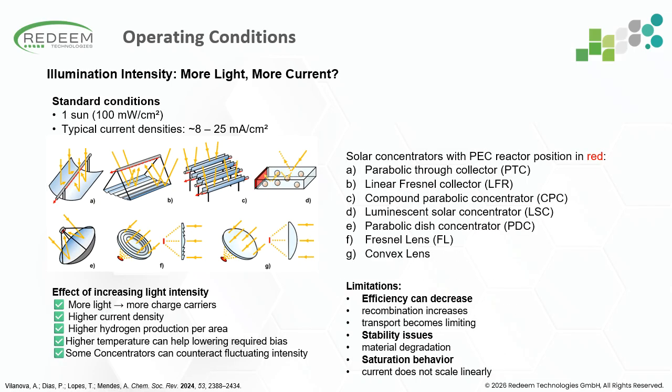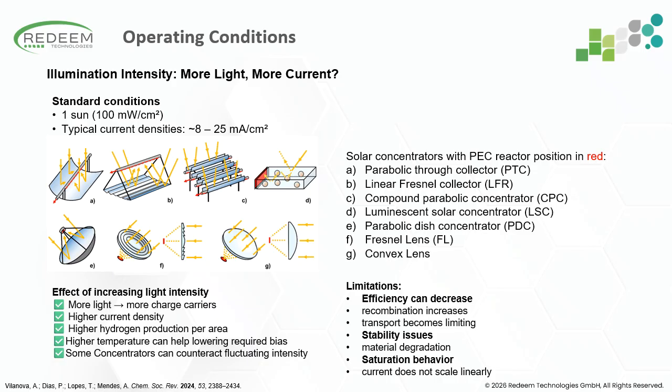Another natural question at this point is, if light generates charge carriers, then why don't we simply increase the light intensity indefinitely? Under standard testing conditions, PEC devices are typically characterized under one sun illumination, corresponding to about 100 milliwatts per square centimeter, and depending on the material, this results in a photocurrent density of roughly 8 to 25 milliamps per square centimeter. So increasing the light intensity has several advantages.